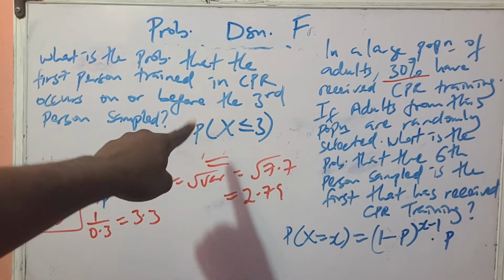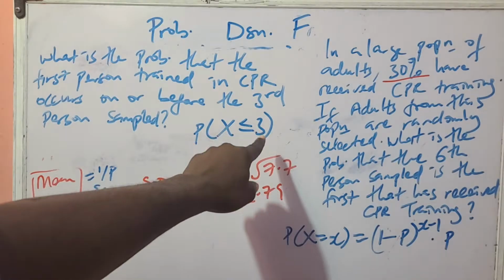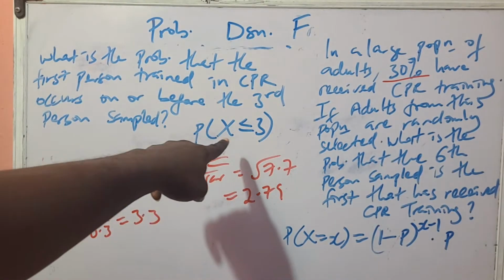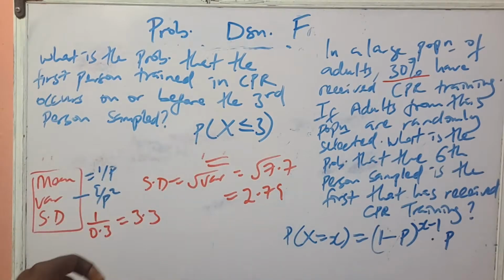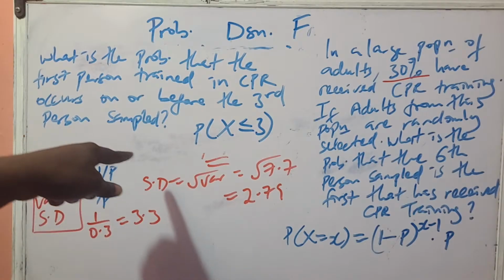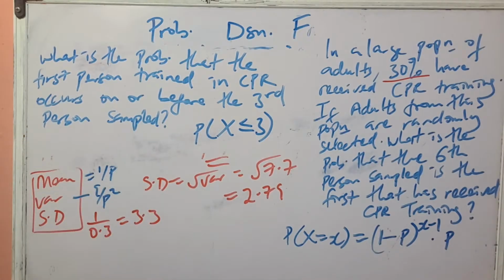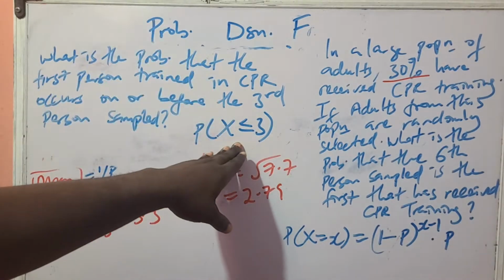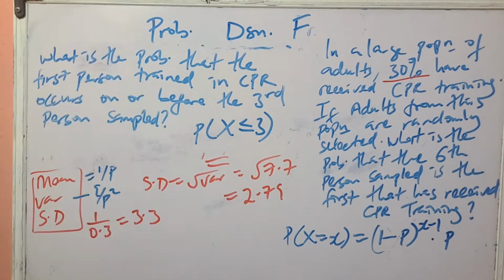So you'll be having probability of x equals 1 plus probability of x equals 2 plus probability of x equals 3 as your answer to this. You must not put that of 0. If you put that of 0, that will mean you don't understand the topic, because you can never have 0 trial to achieve the first success. This is the mathematical expression of the answer.